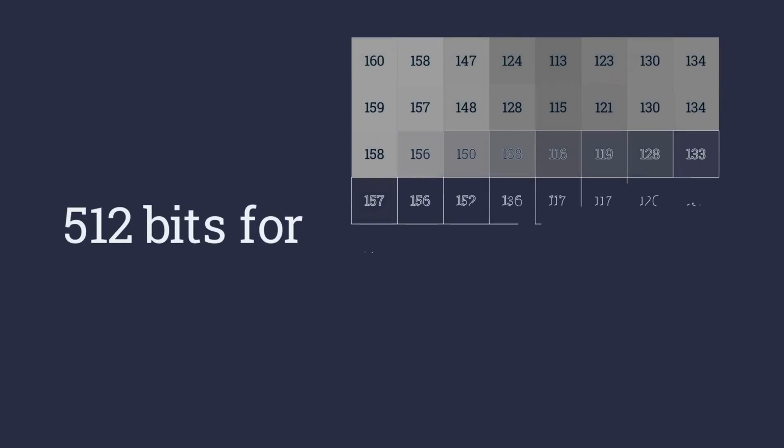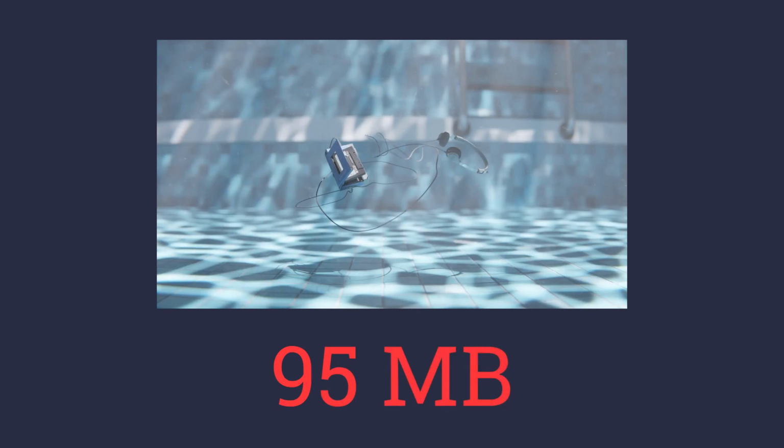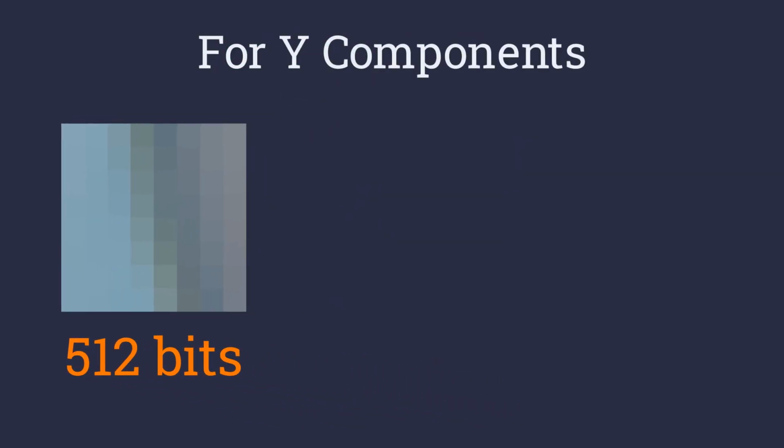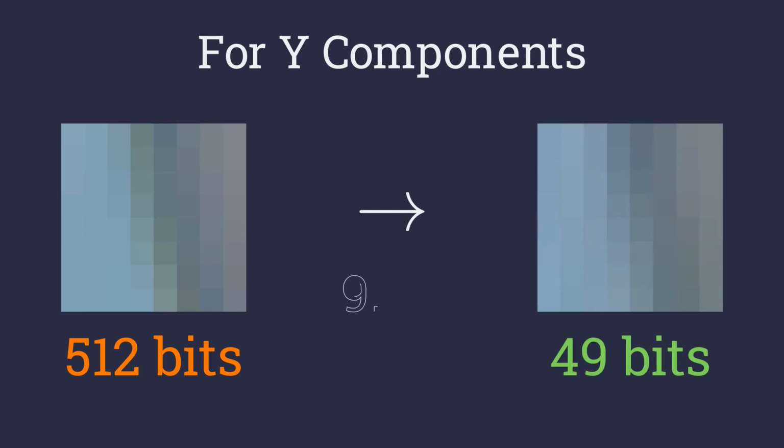Had we not used any compression to store the values, we would have needed 512 bits just to represent 64 luminance values. Add the chroma channels on top of that, and no wonder the original image I showed was 95 megabytes in size. However, with the help of JPEG compression, we brought down this example from 512 bits to an absolutely minuscule 49 bits. That is just 9.5% of the original size. On top of that, we lost very little information.